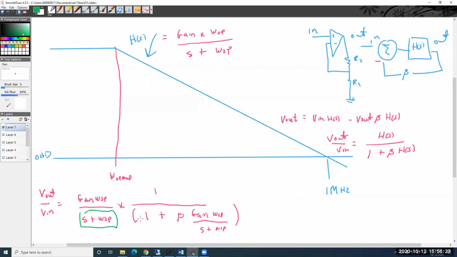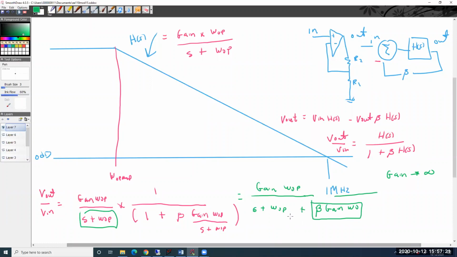I'm going to multiply this through, right? So I'll get S plus the cutoff frequency of the op amp, but then that's going to cancel out in this term, right? Now, when will this act like an ideal op amp? We usually say when the gain goes to infinity, right? But here's the term, right? If this was the only thing here, the gains would cancel. The cutoff frequencies would cancel, right?